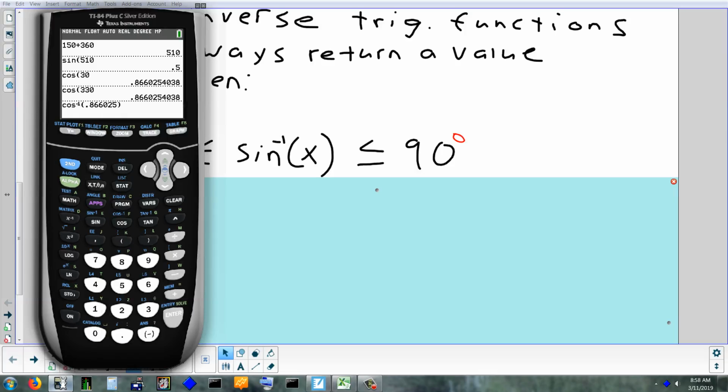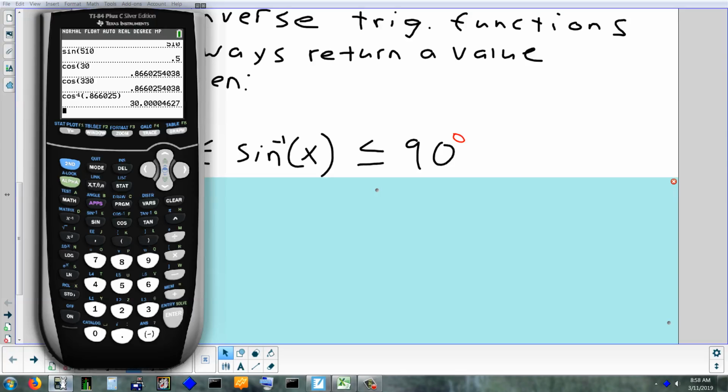Is it going to give me 330? It's going to give me 30? Which one? Anyone have a guess which one it's going to give me? 30? Yeah. And again, it gives me 30.00000 because I rounded. But it gave me the 30.